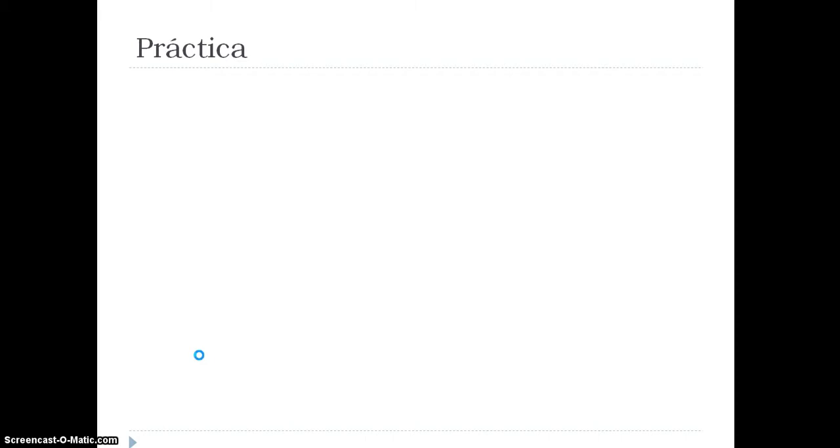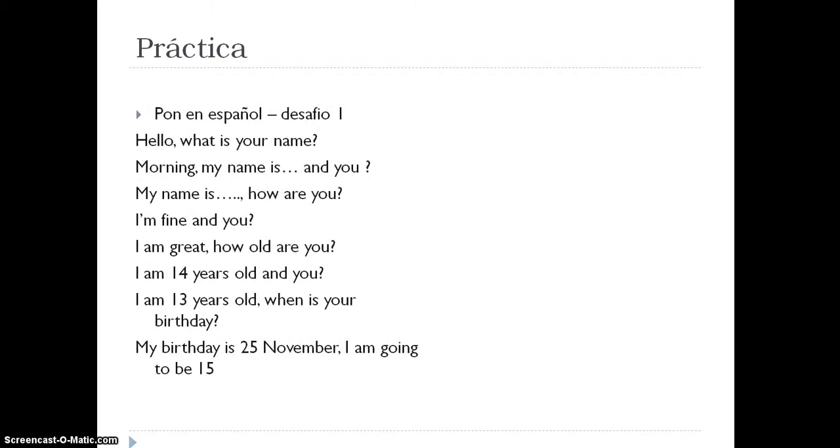So let's have some practice. So this is challenge one, in a simple version. Pause it now, have a go, and then we'll go over the answers. You just need to put it into Spanish.